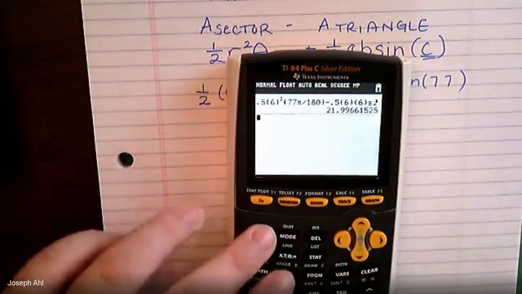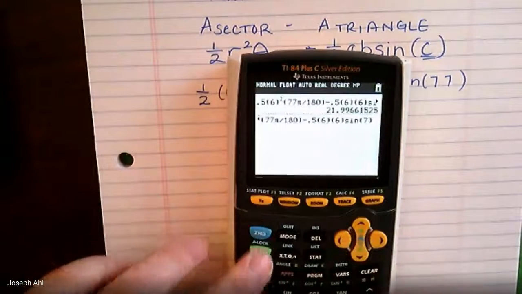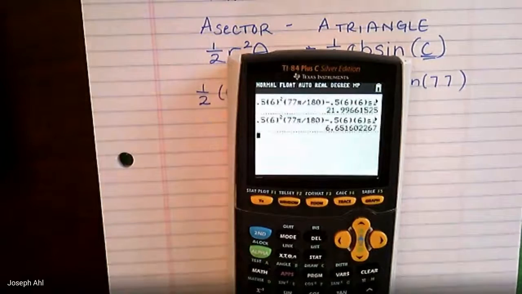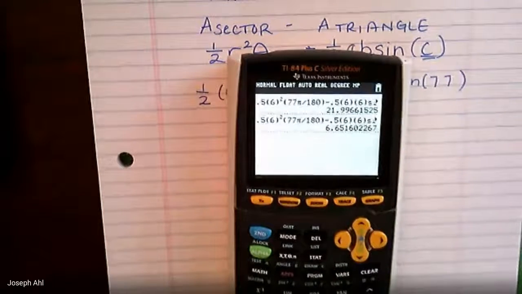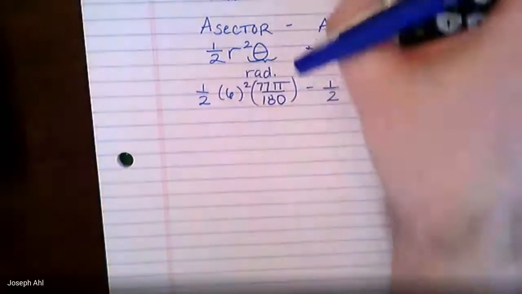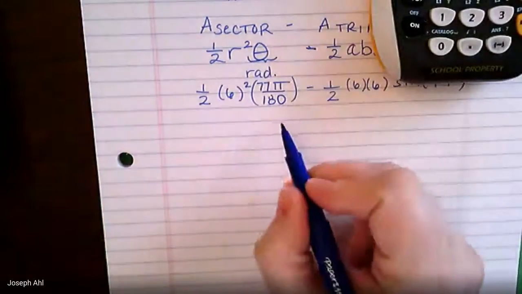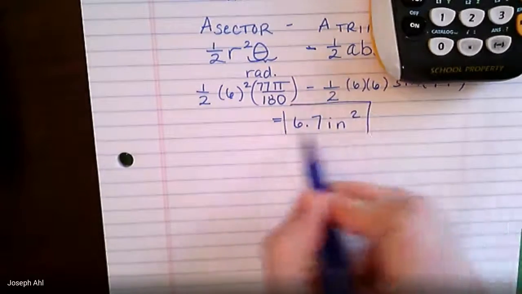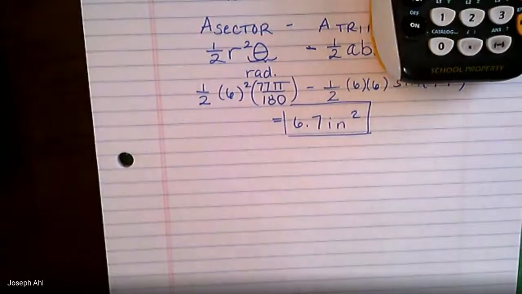Oops, I did not do that correct, I don't think. Yeah, I only did 7 degrees. Hold on. Sine 77, I'll fix that to get the area to the nearest tenth place. 6.7 is what that would round to. So since we're dealing with inches, we'll say we've got 6.7 square inches.